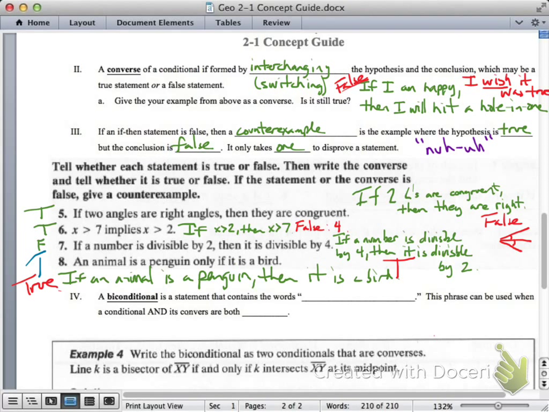All right, so we've talked about if-then statements with a hypothesis and conclusion. We've now talked about converse, which is where you interchange those hypothesis and conclusion. We've talked about the counterexample where you can disprove a conditional statement. And here's the last term, a biconditional. Bi means two, conditional, of course, so it's a two conditional statement. It's a statement that contains the words if and only if. This phrase can be used when a conditional and its converse are both true. Okay, so when you flip it around and it's both true, you can say if and only if. It goes both ways.